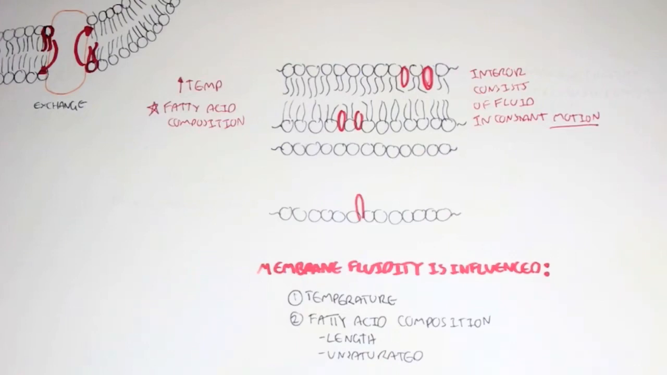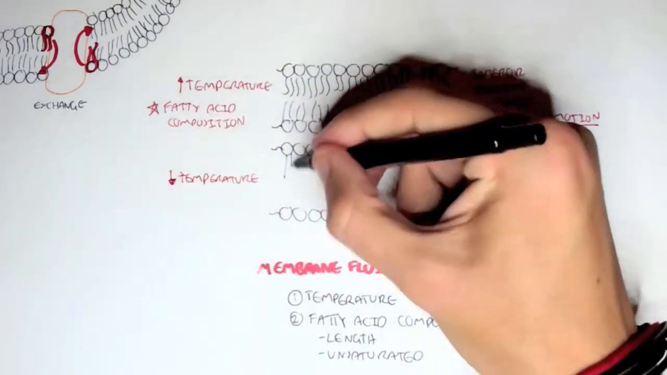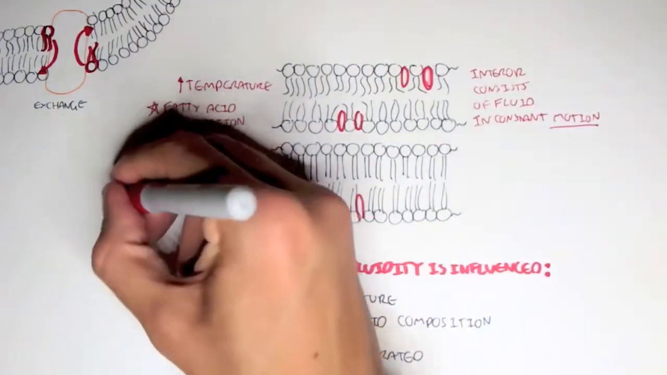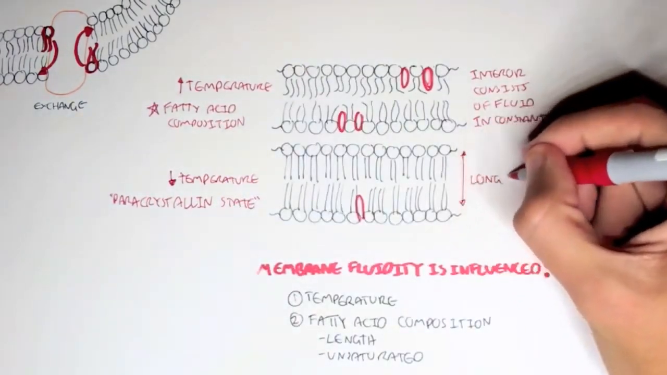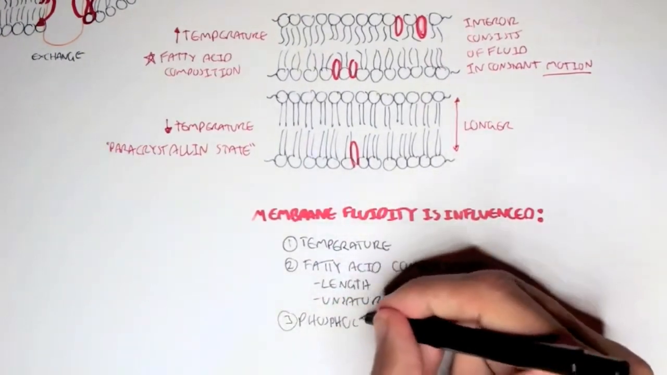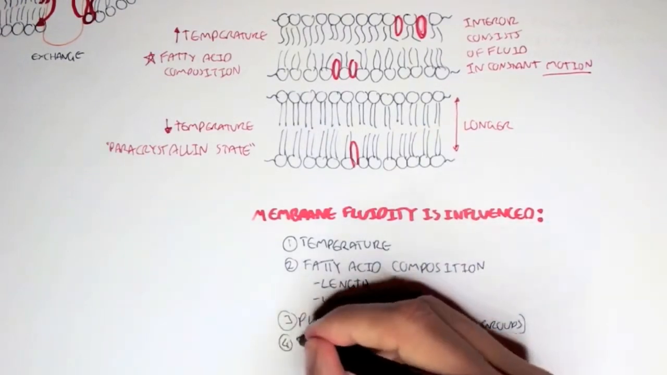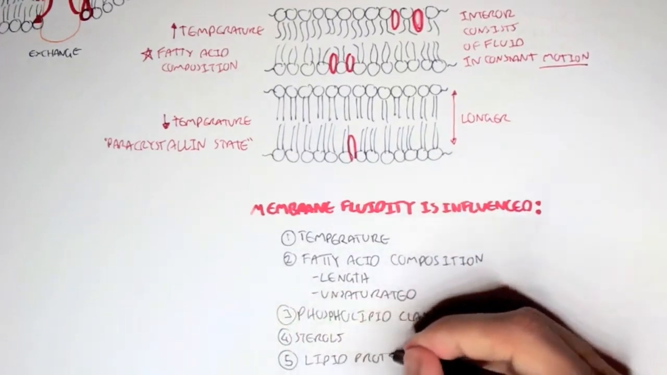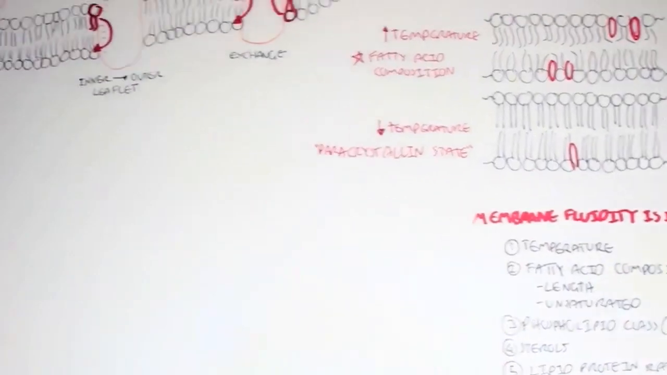Just think about it. Now, if we, for example, decrease the temperature within the membrane, this will cause the whole structure to stiffen, and so it's not as fluid. And this state is called a paracrystalline state. And it changes the cell membrane length in some way to become longer because it's stiff. Now, other things that influence membrane fluidity are the phospholipid classes, such as if there are lots of phosphatidylcholines, phosphatidylserines, or phosphatidylinositols. Sterols can also influence this, and the lipid-protein ratio, if there are a lot of proteins or a lot of lipids within the cell membrane.